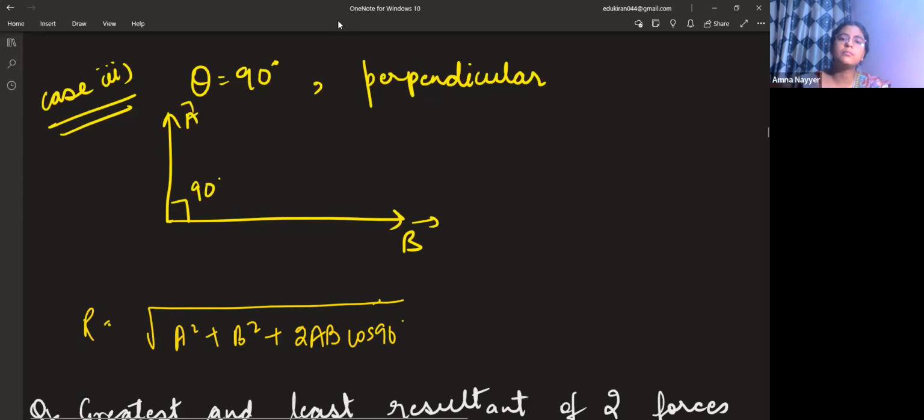Yes, Humam, what is the value of cos 90 degree? 0. Very good. So this term is 0, and we are left with under root A square plus B square. Right now also, the question which we had seen, under root 3 whole square plus 5 whole square, 9 plus 25, root 34, which we had obtained. This was only left with us.